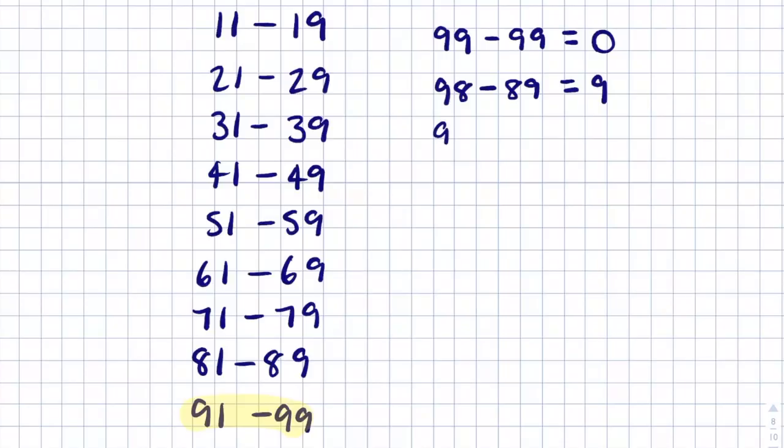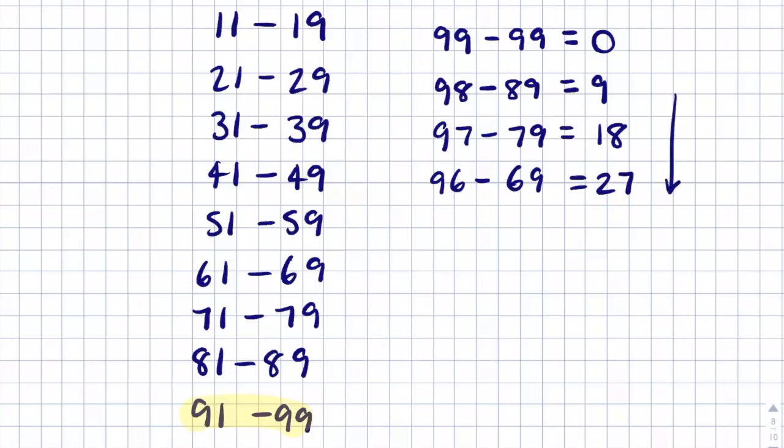If I had 97, subtract that from 79 and I'll get 18. If I had 96, I'll subtract that from 69 and get 27. And what you should be able to see here is that these differences are all multiples of 9. So if I was going to do 95 subtract 59, I should get 36 without even thinking about it, because that is 9 times 4.